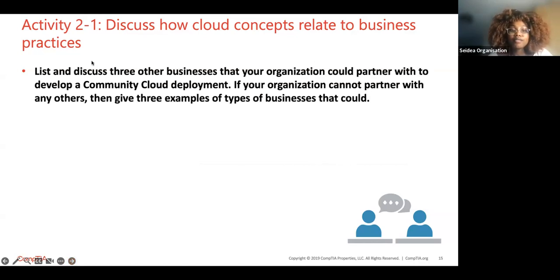So the final one is to list and discuss 3 other businesses that your organization could partner with to develop a community cloud deployment. If your organization cannot partner with any others, then give examples of types of businesses that could. Does anyone want to give it a go about any businesses that you feel like your organizations can partner with? Shade, I see your hands up.